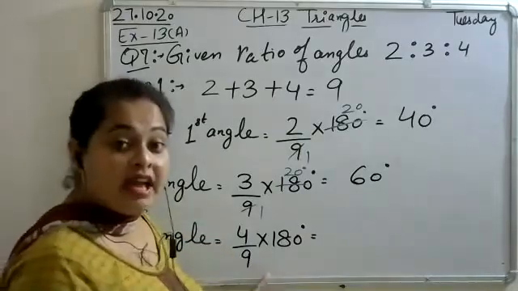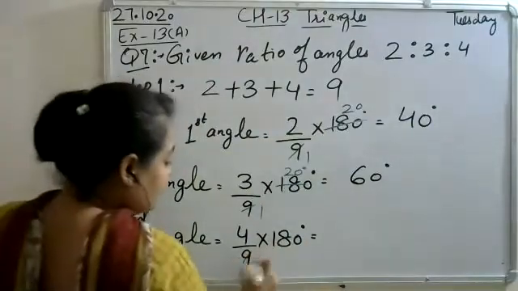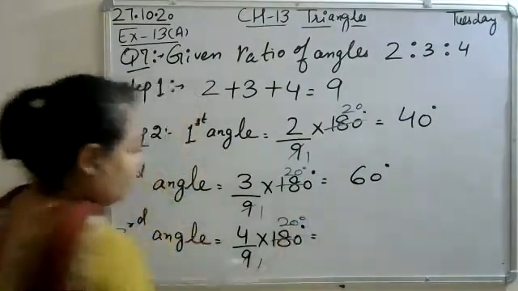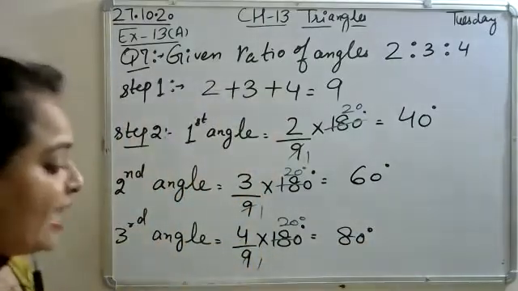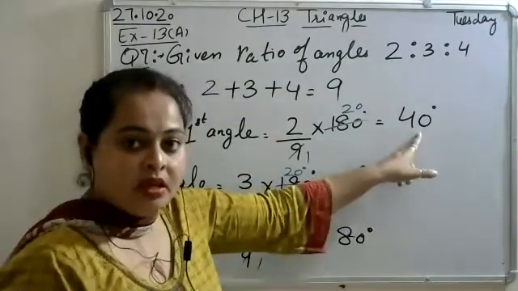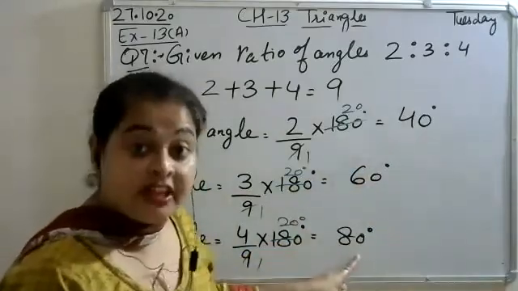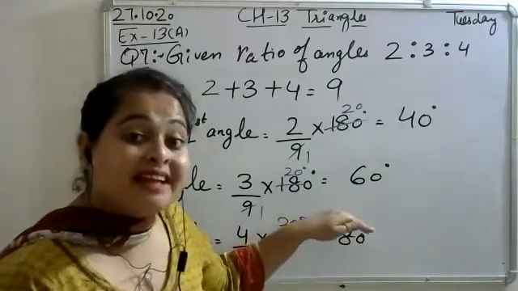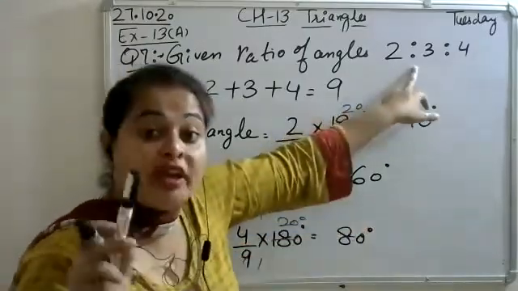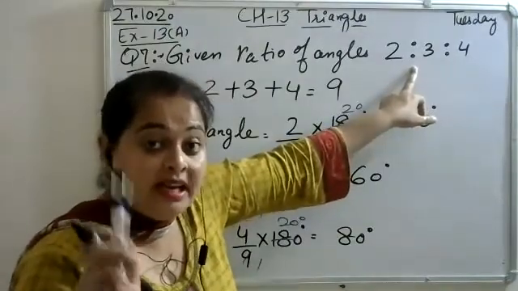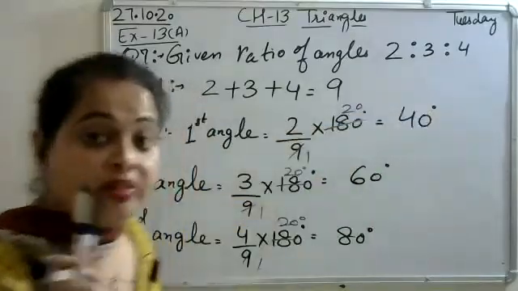So the third angle is 4 by 9. So do the cancellation. And after cancellation, you will get 80 degree. So the first angle is 40, the second angle is 60, and the third angle is 80. This is the method to solve the sum when ratio is given. Only apply this method whenever the question is based on ratio.